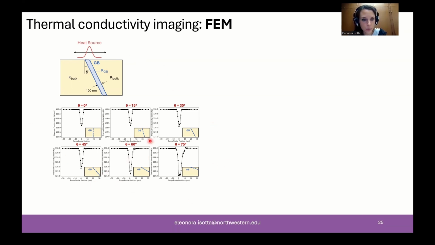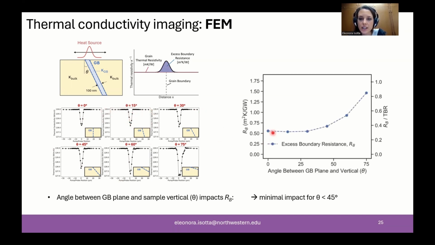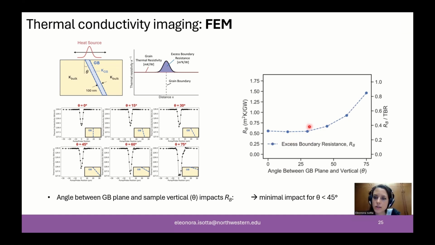And this is the result that we obtained. And if we use the Gibbs excess approach on these thermal conductivity profiles, we would obtain this trend of excess resistance with theta angle. So again, angle between grain boundary and the sample vertical. So we do see that indeed the resistance estimate changes, and the effect seems to be minimal below 45 degrees, whereas it seems to be more accentuated afterwards. So is this impacting the comparison that I presented in the previous slide?